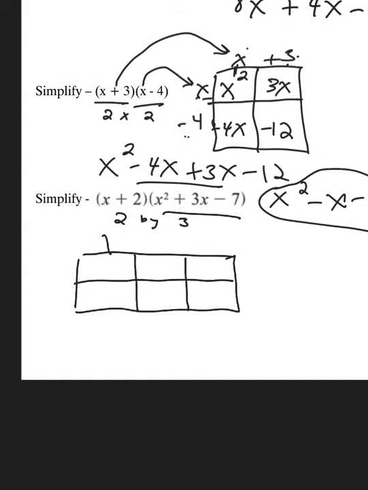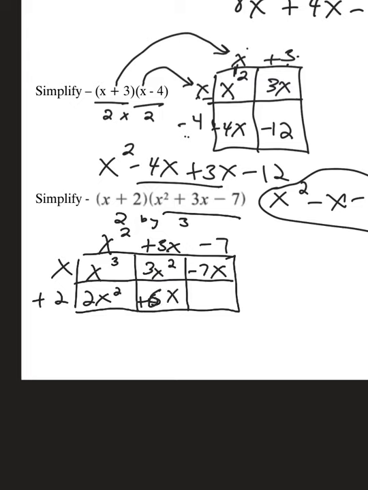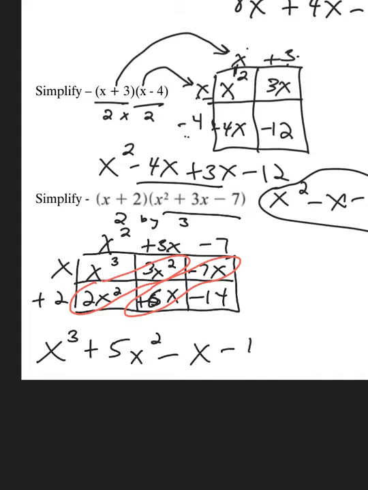I'm going to make sure I put my trinomial across the top because it has enough boxes to accommodate it. My binomial is going down the side. And then I'm going to go ahead and multiply to fill out the inside of my box. Notice that like terms in this case are diagonal from each other. This is kind of interesting. I could probably combine those as I come down. I have x cubed plus 5x squared minus 1x minus 14.